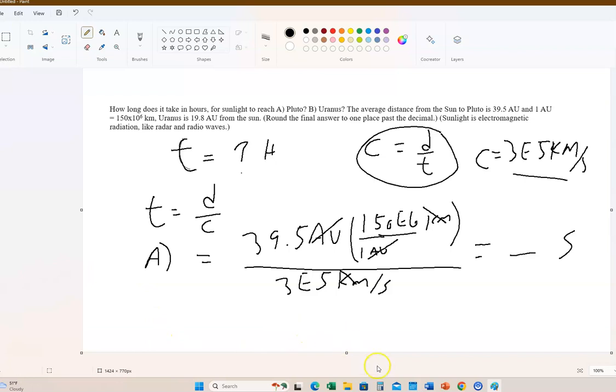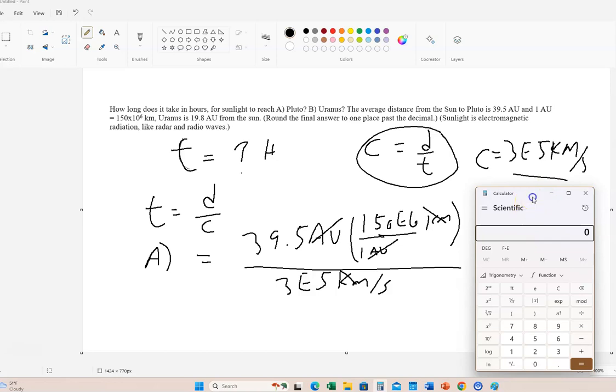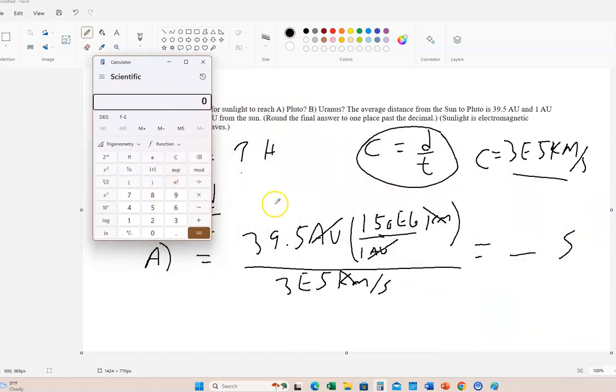All right, so let me get my calculator right here. We've got all the numbers to do this. Here, let me move that over here. All right, so the first thing I'm gonna do is 39.5 times 150 million. All right, so times 150. You either hit the EE button or the EXP button to the 6th.